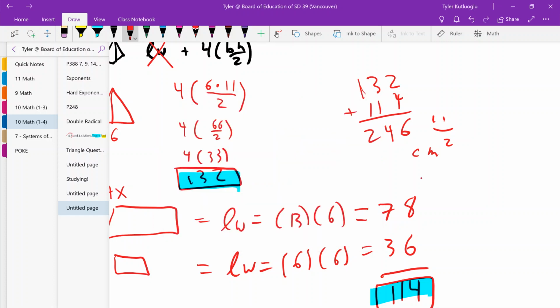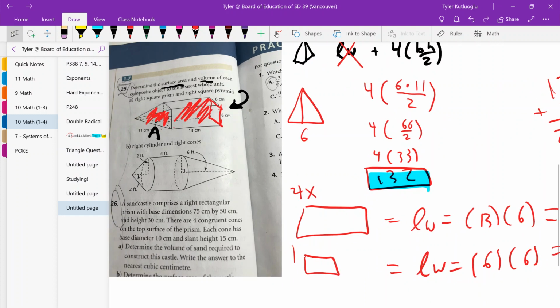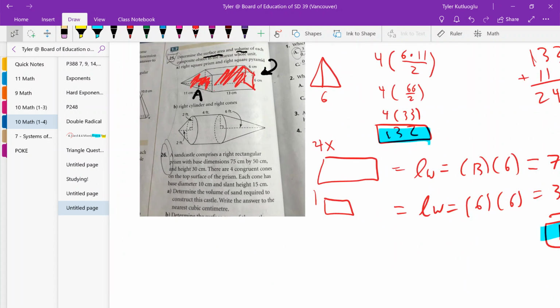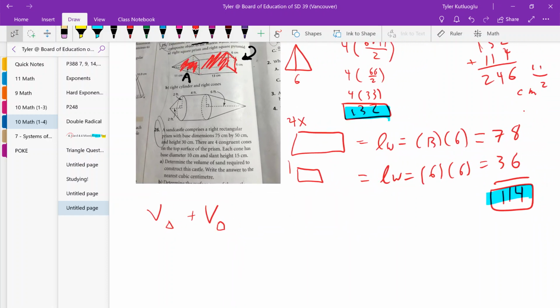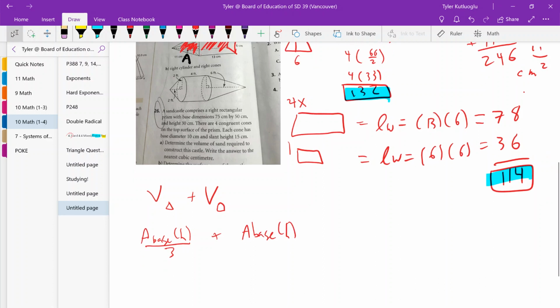Oh, I forgot the volume. I almost forgot. All right. So for the volume, it's actually pretty straightforward. I'm not going to do the whole thing. The volume is just the two volumes added together. So the volume of the triangular prism, or pyramid, plus the volume of the rectangular prism. So I'm pretty sure the formula for volume is area base times height over 3 for the pyramid, and this is just area base times height. So this is length, width, height over 3, and this is length, width, height. So you're going to sub in your numbers.